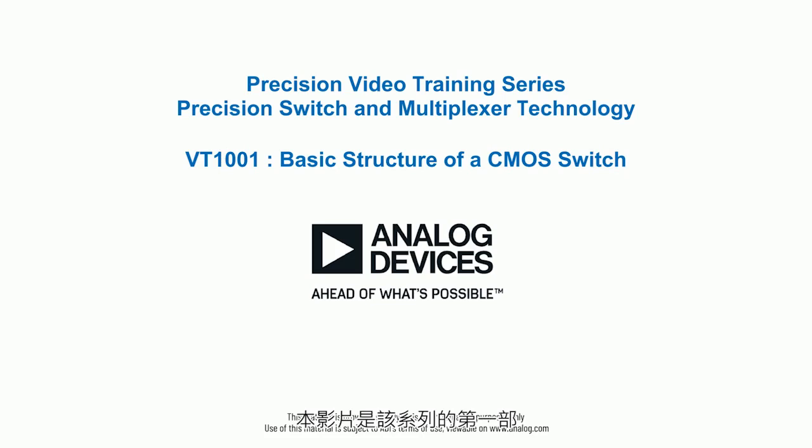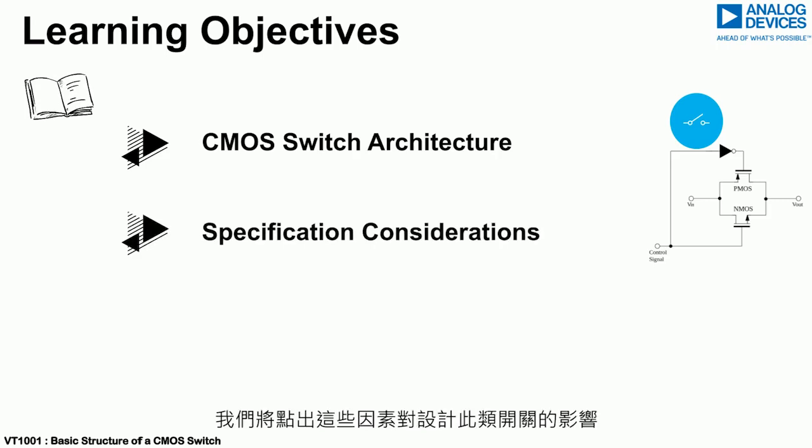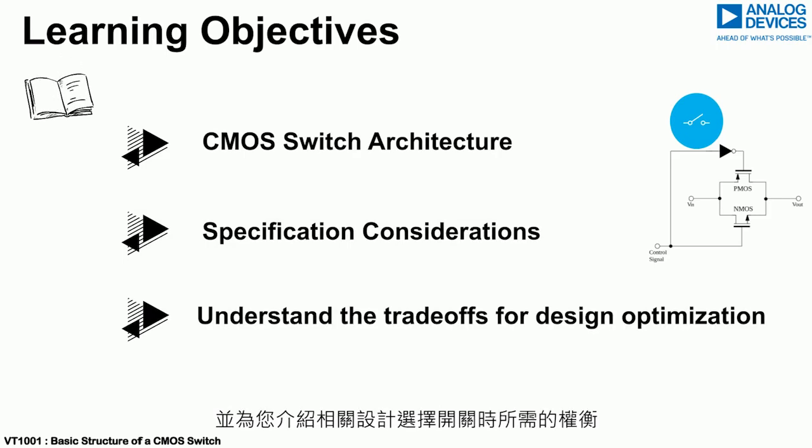This video is the first in the series. We will discuss the basic architecture and key specifications used to design CMOS switches and multiplexers. We will highlight the impact of these when designing such a switch and go through the associated trade-offs that must be considered when choosing for your design.